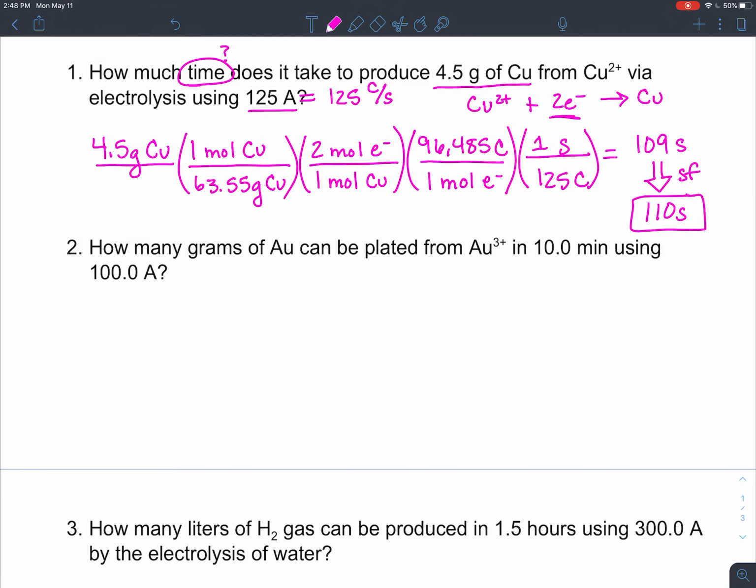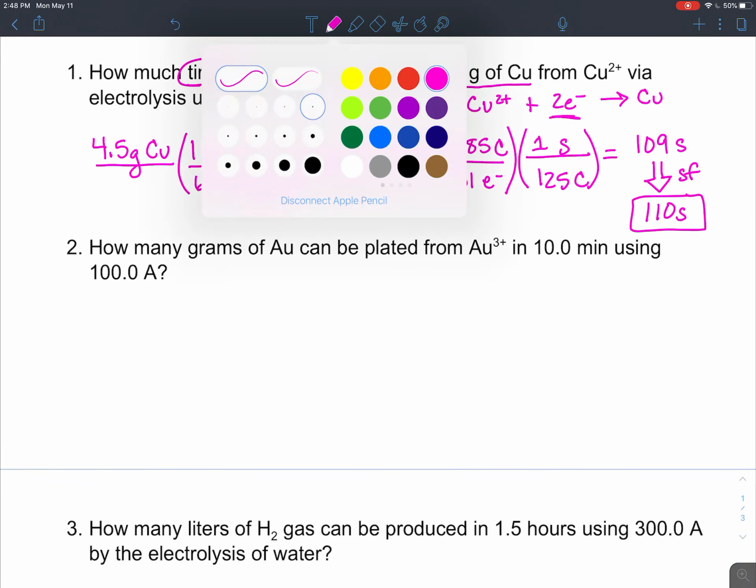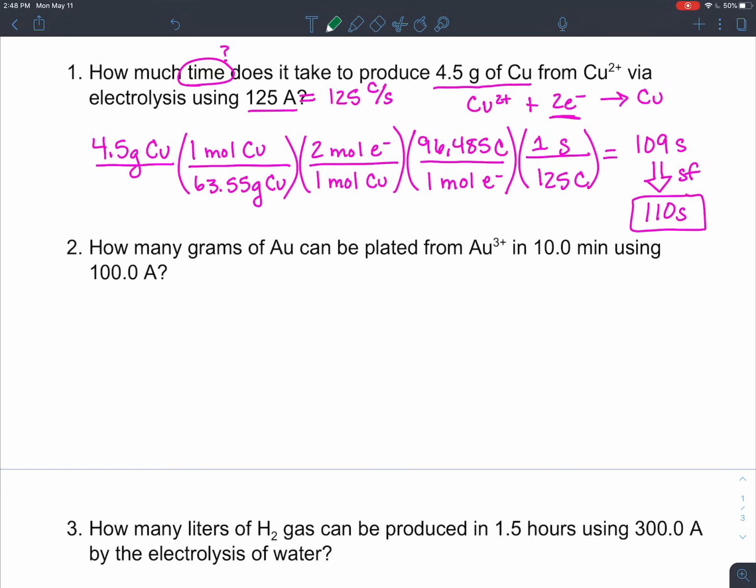Okay, so one thing we could be asked for is time. In the next example, we're actually asked for grams. How many grams of gold could be plated? This is a plating process. We have an amount of time, 10 minutes, and we have an amount of amperage. So we know that 100 amps is going to be equal to 100 coulombs per second.